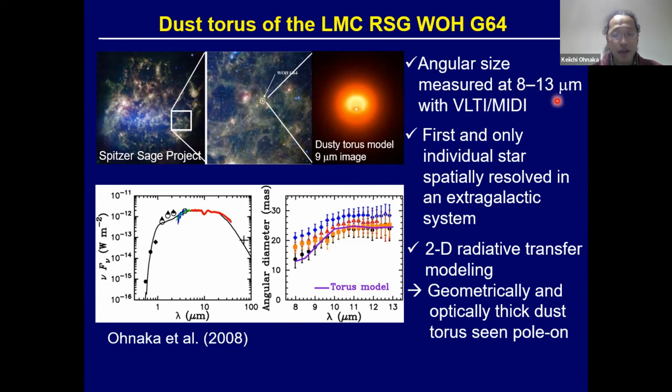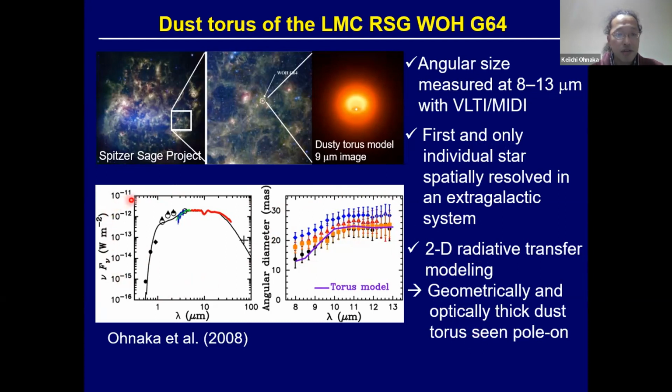we measured the angular size at different position angles. And it was the first, and I guess it still is, the only individual star spatially resolved in an extragalactic system. Anyway, we carried out 2D radiative transfer modeling to explain the observed SED and MIDI data simultaneously, and found out that a geometrically and optically thick dust torus seen pole-on did the job.